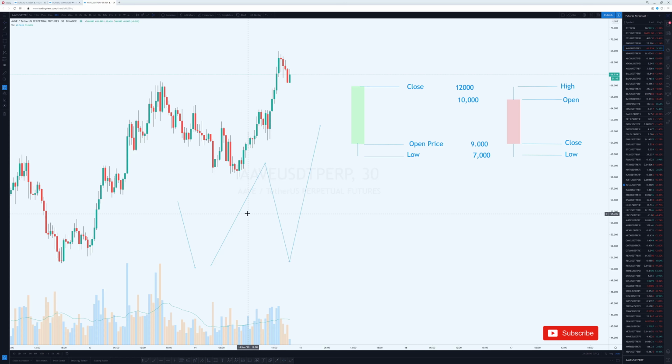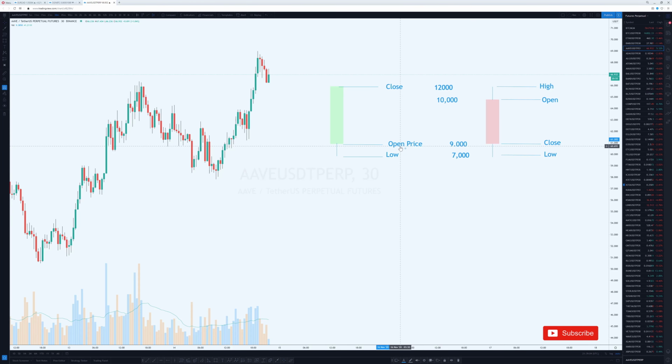It is the same thing with trading. And this is what we need to know to be able to understand what is going on with the market. And this is what we also need to know to be able to know when to buy and when to sell.